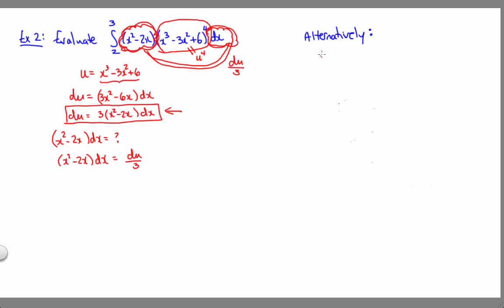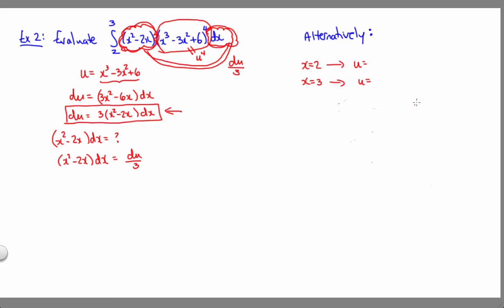Now I want to show you an alternative way of handling these limits of integration when you're making a substitution into a definite integral. Another way of dealing with this would have been to say, well, we were originally starting with x equal 2 and x equal 3, and let's see if we can just turn these into u values so that we can write everything in terms of u.